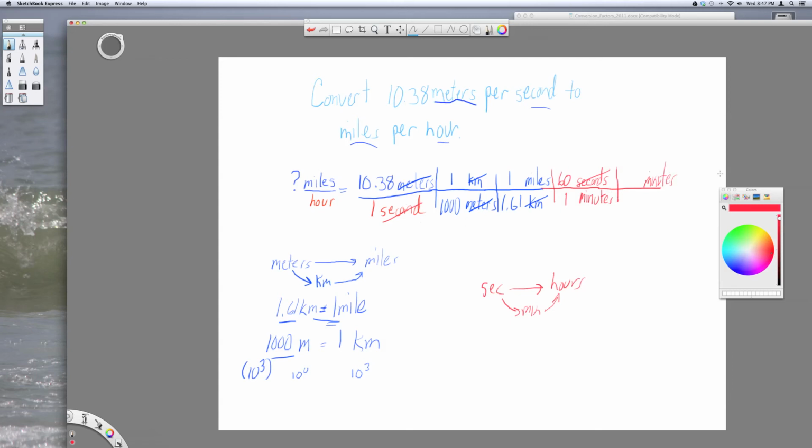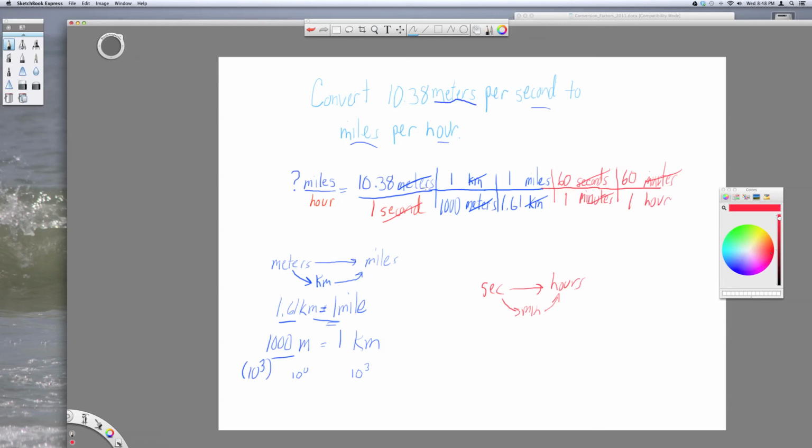And can I get from minutes directly to hours? It's pretty easy. Which one's a bigger value? Hours or minutes? An hour is bigger. How many minutes in 1 hour? 60. Now minutes cancel. And what am I left with? Miles on the top, hours on the bottom. Is that what I want to convert to? Miles per hour. Yes, it is. So no more brackets. And now it's just a matter of simplifying the entire set of fractions.